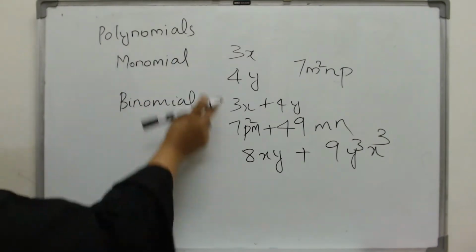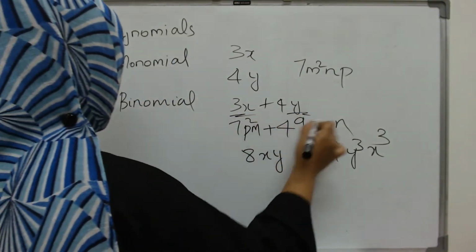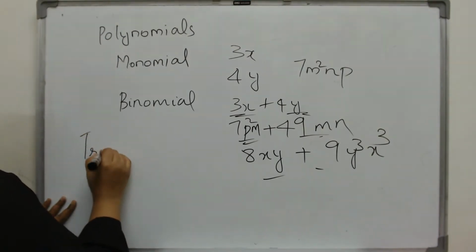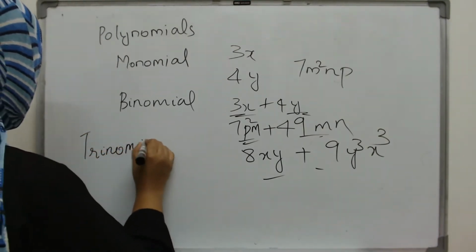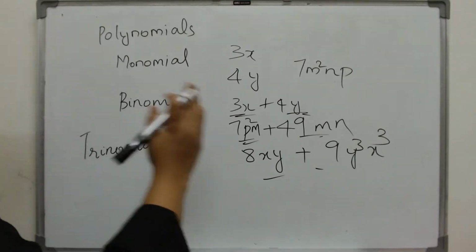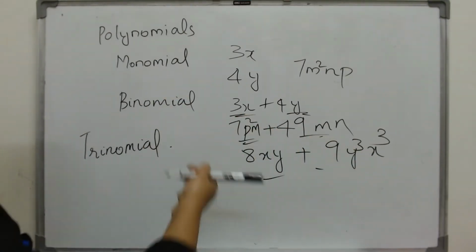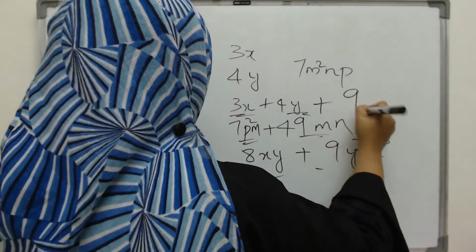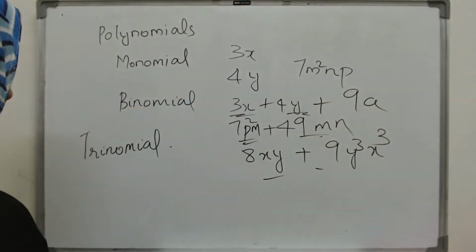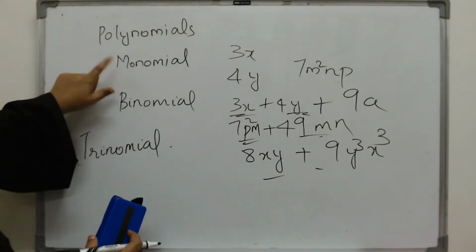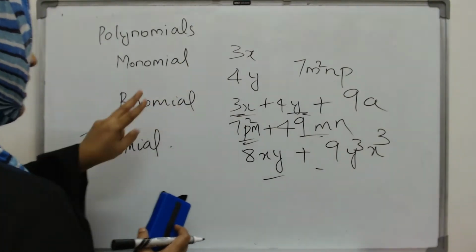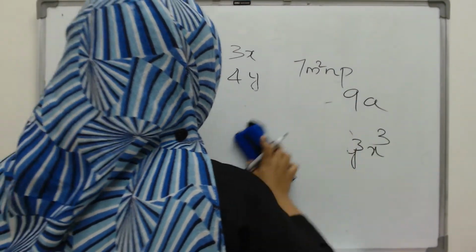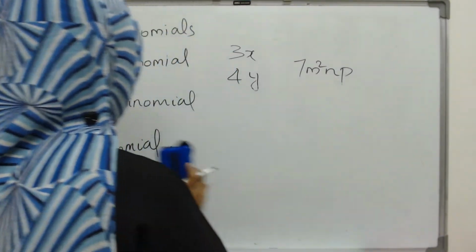The polynomials which have two terms. So they will have two terms. The third one is a trinomial. Trinomial is any polynomial which has three terms. This already has 2 terms. So what if I write say 9a? Now it has 3 terms. So any polynomial which has only 1 term is a monomial, 2 terms is a binomial, and 3 terms is a trinomial.